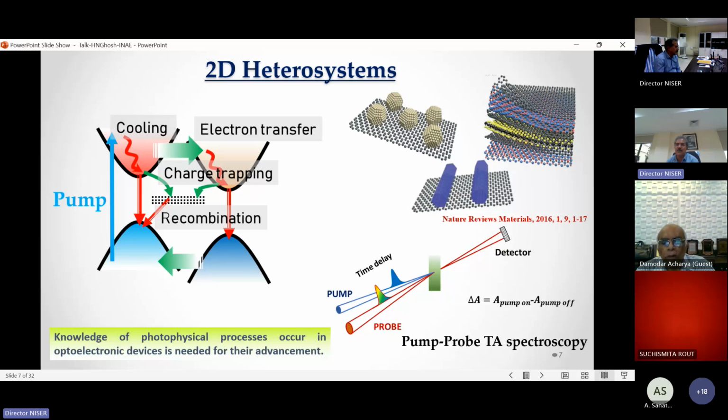It's a pump and probe, a big femtosecond setup. That's what we did. The mechanistic aspect is very important, and that can be done through femtosecond transient spectroscopy, and that's what we have done here.